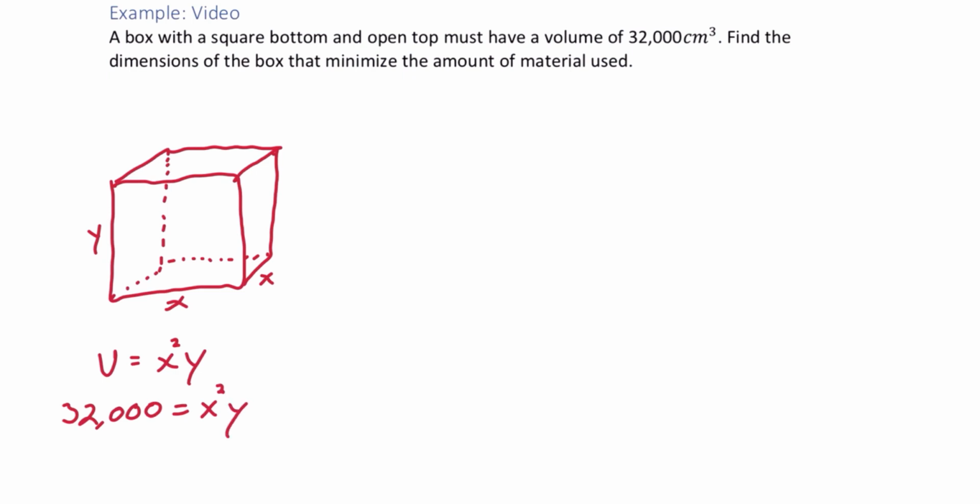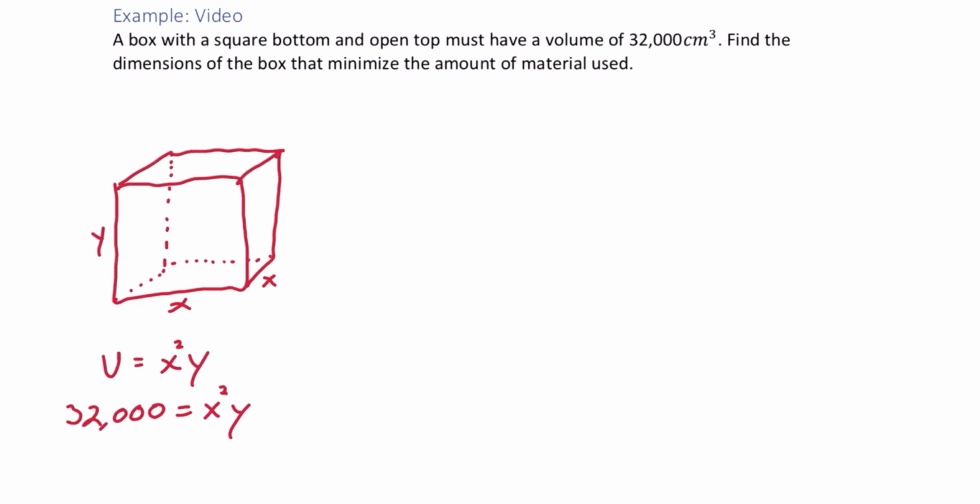Next, recognize that we're trying to minimize the amount of material used. That is surface area, the amount of material. So the surface area is the area of the base, x squared, and then the sides are all xy, and there's 4 of them, so we have 4 times xy. Our goal is to minimize surface area.